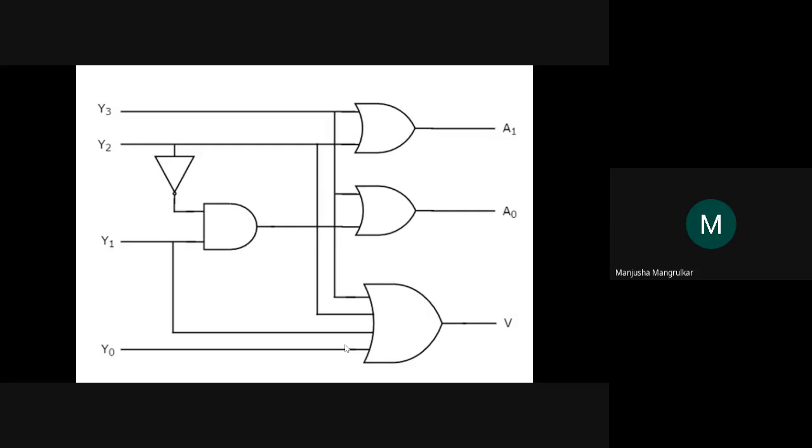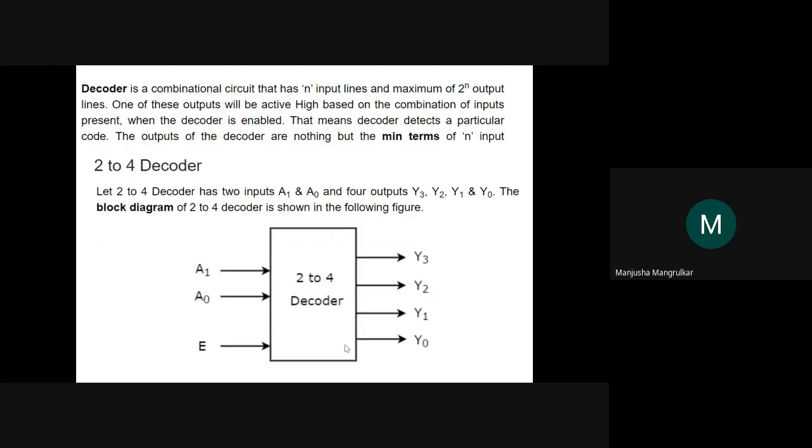If there is an even parity, your output will be a 0. If it is an odd parity, your output will be a 1. Any kind of condition it gives, on that condition you have to find out the truth table, put it into the K map, find out the equation, and then design the circuits, right? Now, next we'll see the decoder.